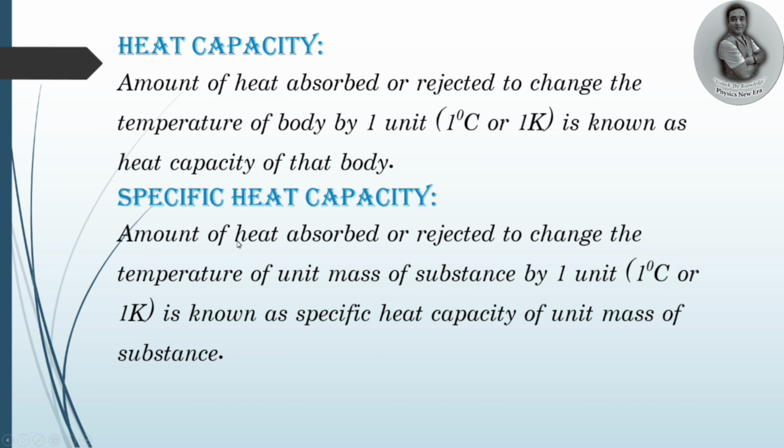The similar definition, but related to the unit mass of a substance: the amount of heat absorbed or rejected to change the temperature of a unit mass of a substance by 1 unit, that is 1 degree Celsius or 1 Kelvin, is known as the specific heat capacity of a unit mass of a substance.